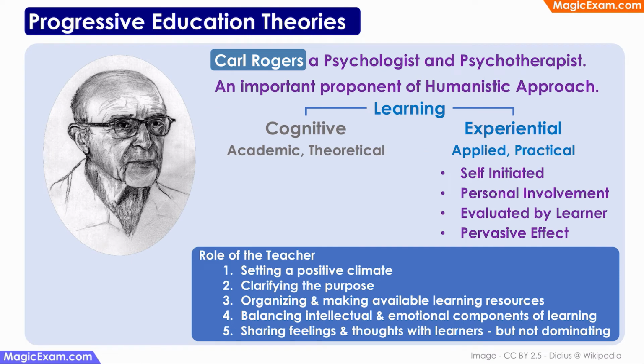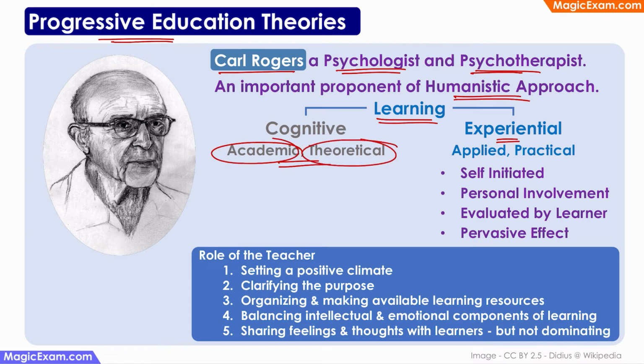The last theory that we will look at today was developed by Carl Rogers. Now, Carl Rogers was a psychologist and a psychotherapist, and he was also one of the most important proponents of the humanistic approach of progressive education. He says that learning can be classified into two main types, cognitive and experiential. He says cognitive learning is nothing but the academic or theoretical learning that is given through textbooks in most schools, and he says that this is not very effective. He emphasized more on the experiential learning aspect.